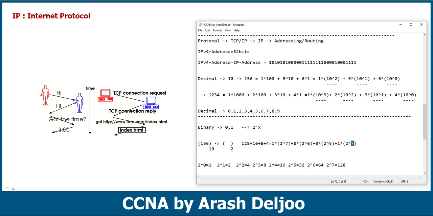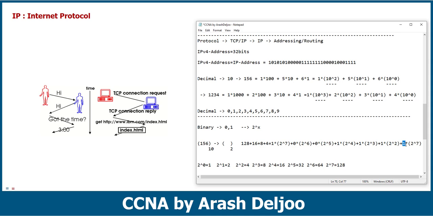Because of that, we need 1 multiplied by 2 to the power of 4, and also I use 2 to the power of 3. Because of that, we need 1 multiplied by 2 to the power of 3, and also I use 2 to the power of 2. Because of that, we need 1 multiplied by 2 to the power of 2. I didn't use 2 to the power of 1, because of that, let me use 0 for 2 to the power of 1.